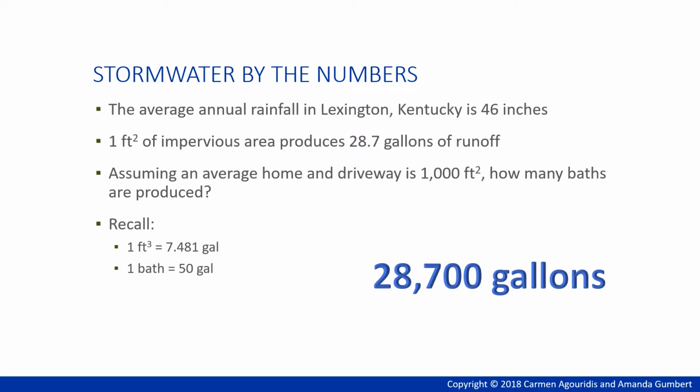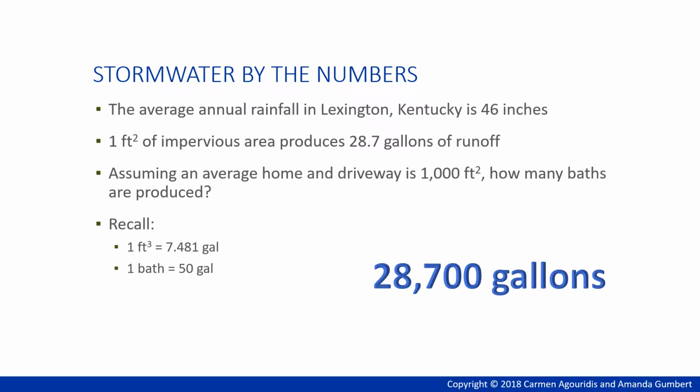In Lexington, Kentucky, we receive on average 46 inches of rainfall per year. For a 1 square foot area of impervious surface, 46 inches of rainfall generates about 29 gallons of runoff. A 1,000 square foot area, such as concrete or asphalt, will produce about 29,000 gallons of runoff per year.